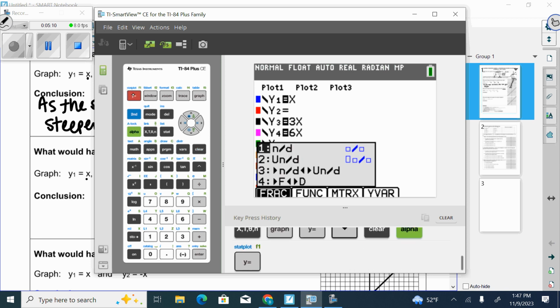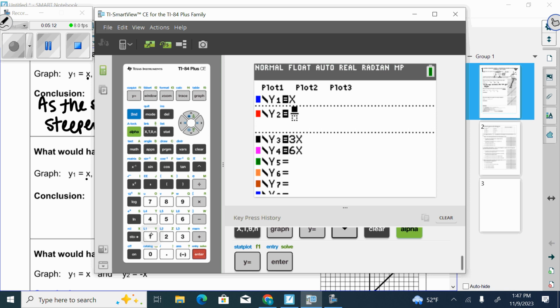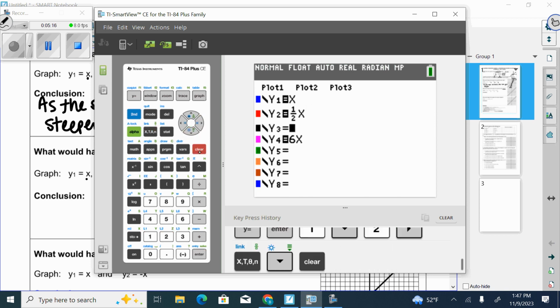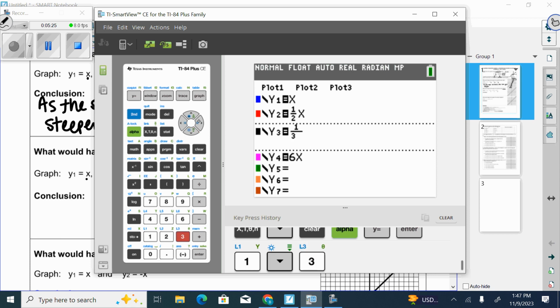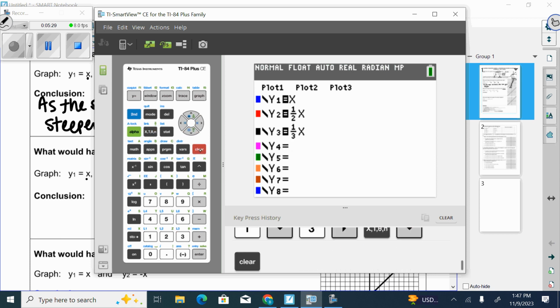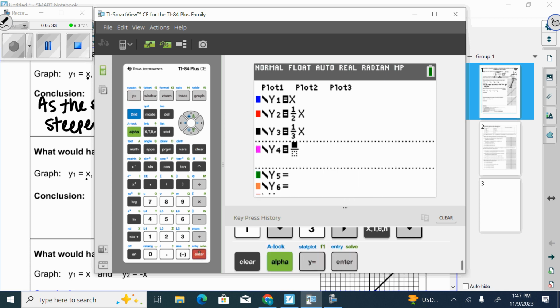So alpha y equals, enter, 1/2 x. In y3, we're supposed to have 1/3 x. So alpha y equals 1/3 x. And in y4, I'll put 1/6x.